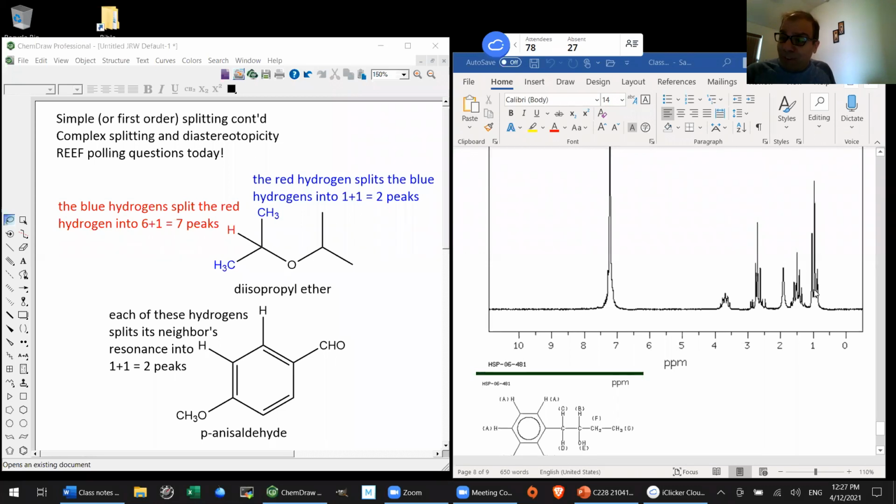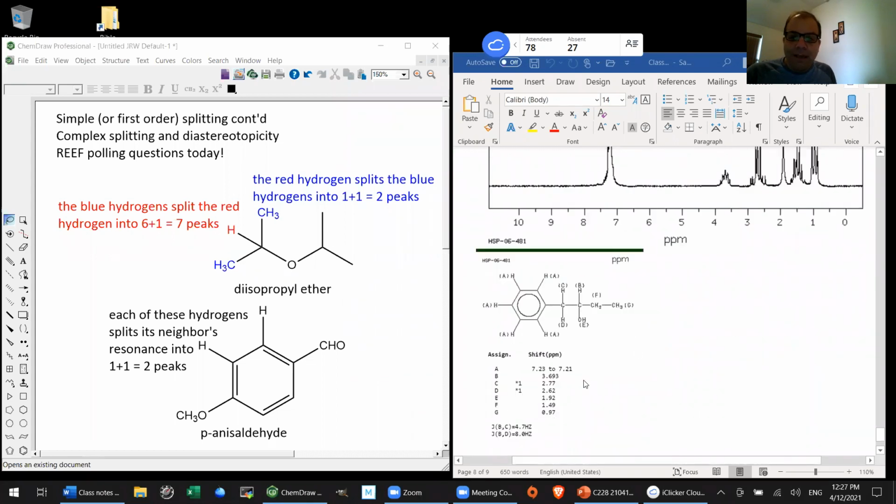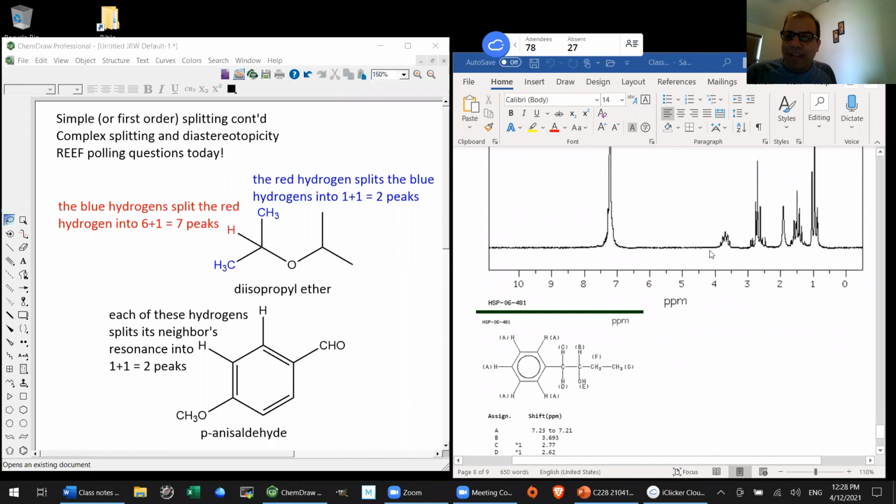The methyl group's not bad, I will admit. That's pretty clearly a triplet. This resonance is kind of pretty. Is that the carbonyl proton? Let's see, is that B? B is at 3.69. Yep, that's that one.